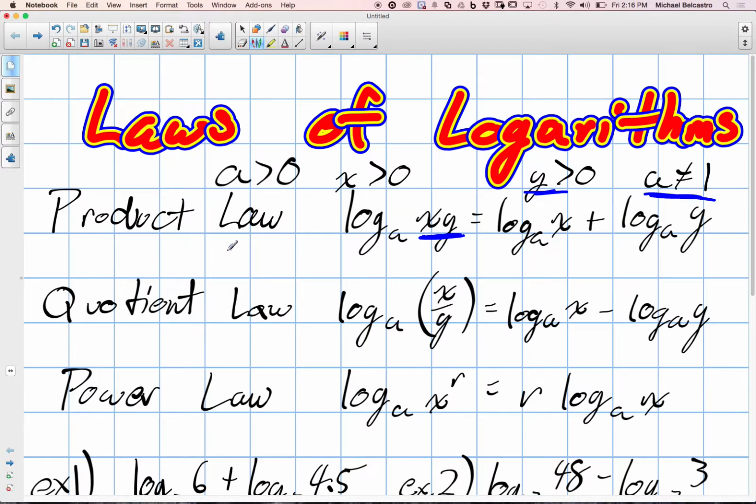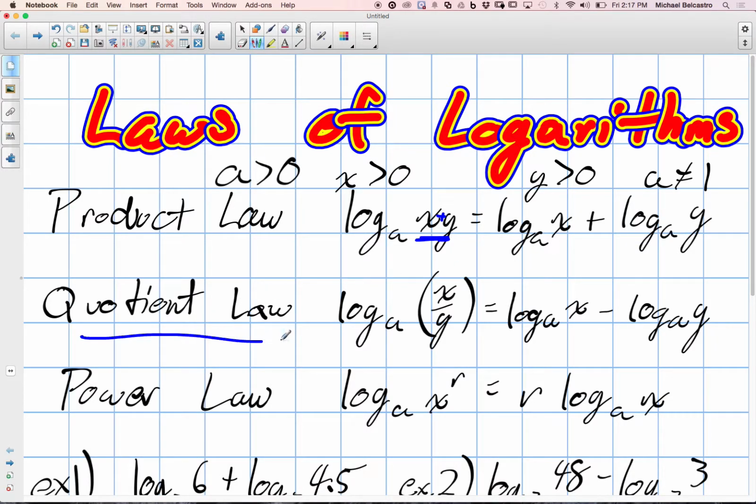Okay, so the product rule states that log base a of x times y can be rewritten as log base a x plus log base a y. Essentially, just think of it as the two numbers that are multiplied here can be separated into their own individual logs with the same base.